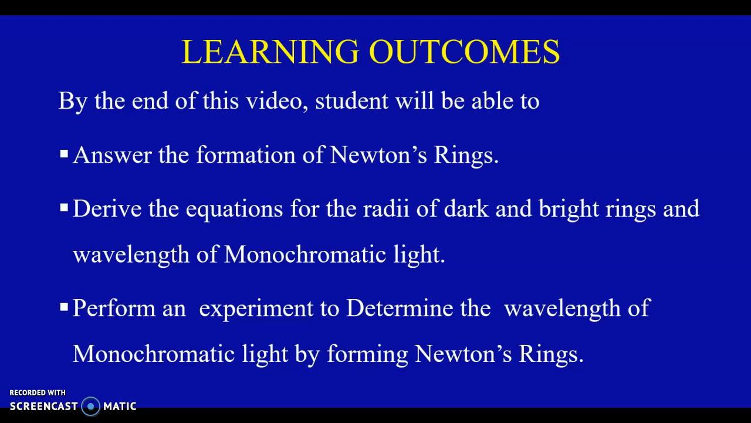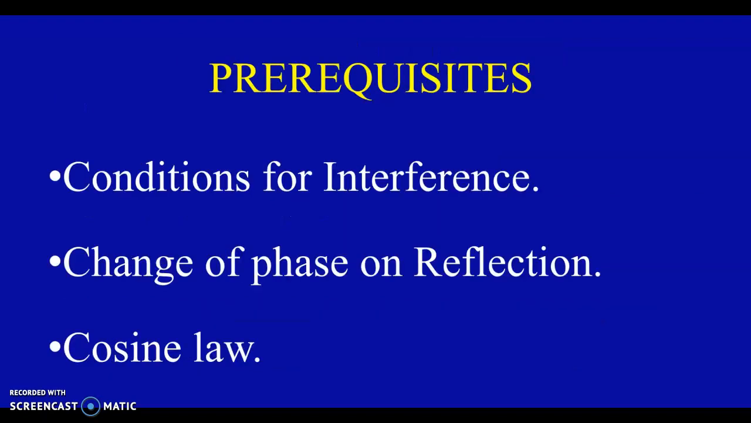By the end of this video, you will be able to answer the formation of Newton's rings. You will be able to derive the equations for the radii of dark and bright rings and wavelength of monochromatic light. You can perform an experiment to determine the wavelength of monochromatic light by forming Newton's rings.